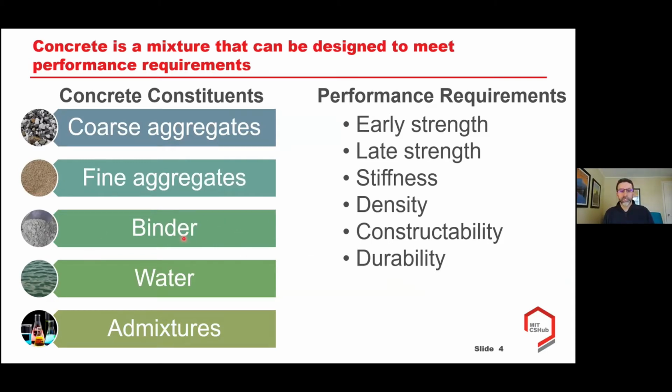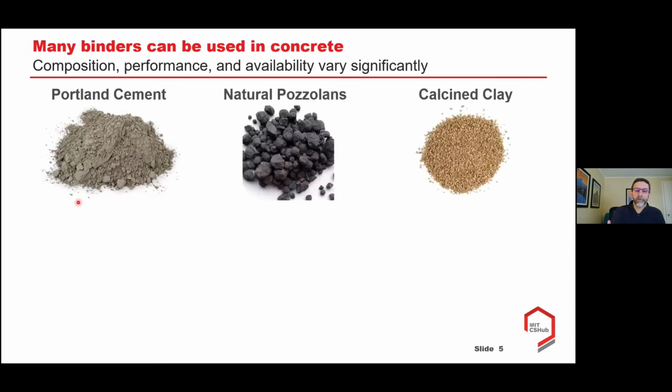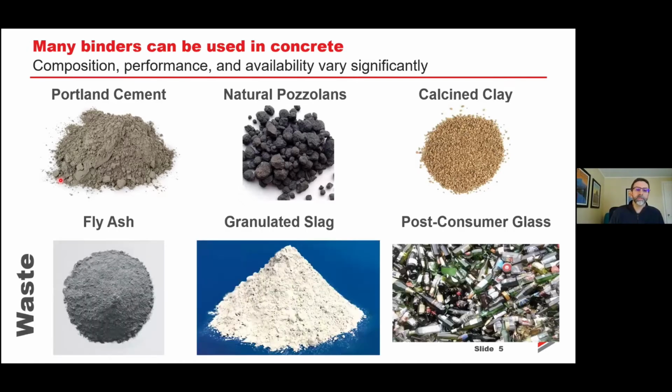I've also intentionally used this word binder here because there are many different binders that we can use in concrete. Probably the one that people hear about the most is Portland cement. But there's also natural pozzolans, there are calcined clays, there are even different versions of Portland cement that we can make that have different properties and different environmental impacts. There's also different kinds of waste materials. Fly ash and granulated slag are the most common ones, but people are also creating products from post-consumer glass. A key thing to know, though, is that we can't always just do one-to-one substitutions of these materials. The composition of them, their performance when we mix them with concrete, and the availability can vary significantly. So we can't always just do one-to-one replacements.